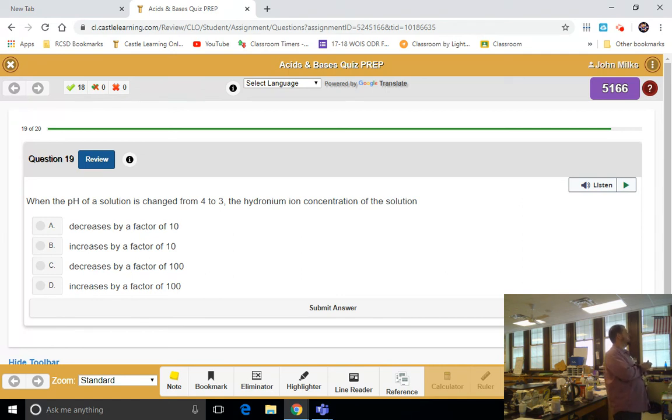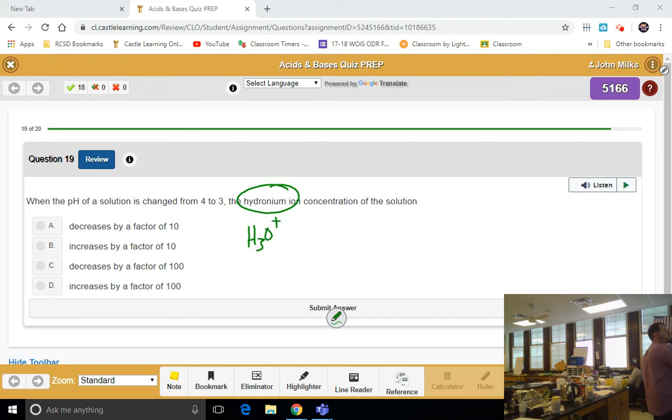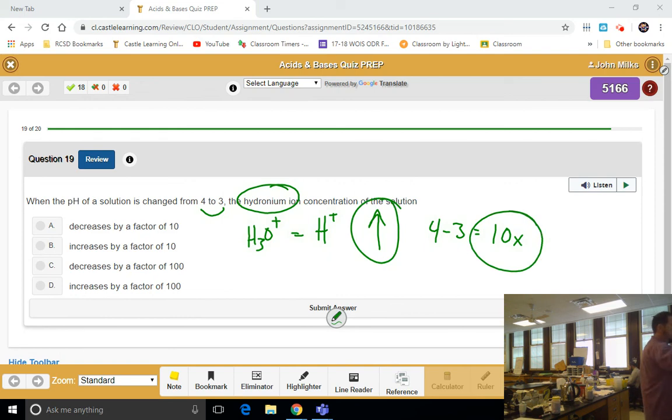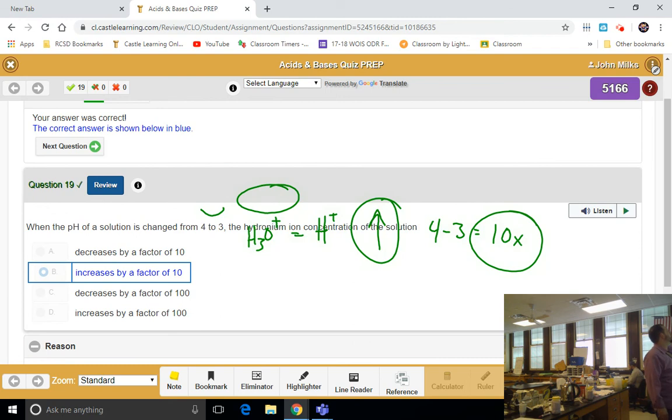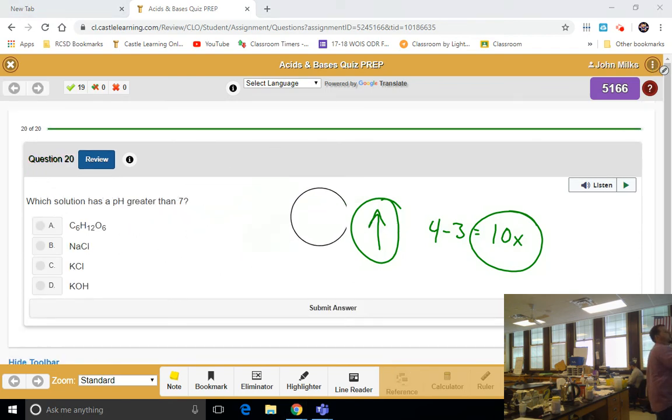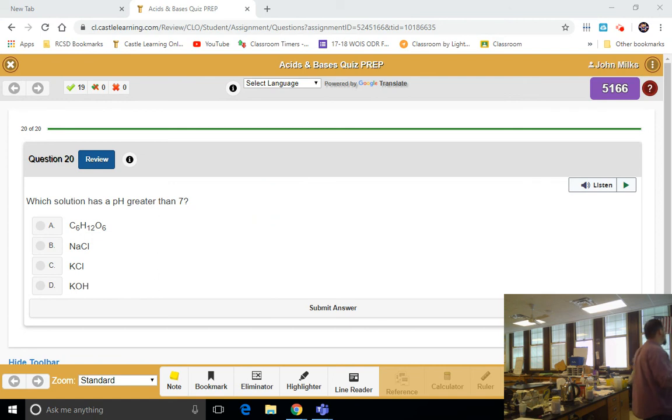When the pH of a solution is changed from 4 to 3, becoming more acidic, so my hydronium ion concentration, one more time, H3O plus equals H plus, it must be going up. And my change in pH from 4 to 3 is only 1. So it's going to be a 1 with 1 zero. It's going to be a 10x change. So that's an increase by 10 times. See if that answer's there. Increase by a factor of 10. Got it? Not by 100. Doing good. One problem, and we're donezo. And you're off to finish studying for your test.